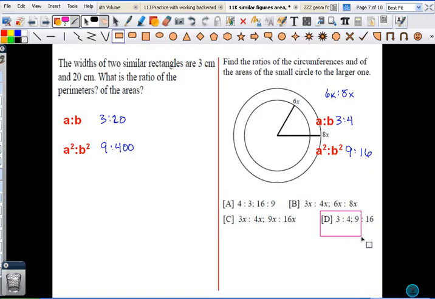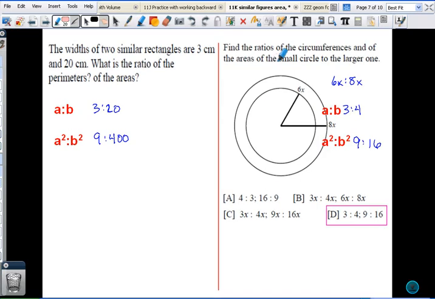Also important to know that that looks a lot like A. Some of you may have guessed A, but just important when reading the question, it says of the small circle to the large one. So we're going small to large. So 9 to 16 is the correct answer.